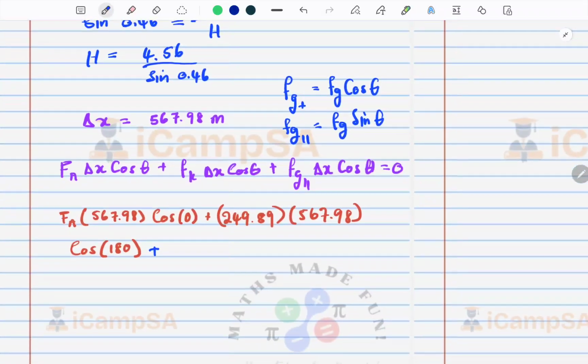So that means you're going to have this force first, which is your mg, 1500 times 9.8. This is your mg. And then we're going to have sine 0.46. All of this is now our force. And then we're going to go get the displacement. For the displacement, we have 567.98.